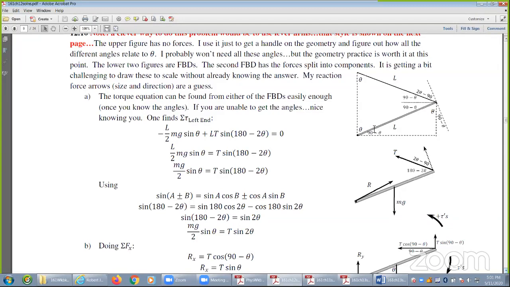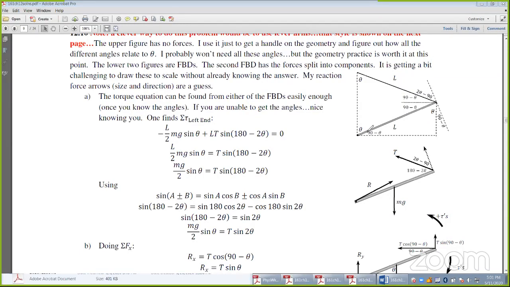So first, hopefully you catch this. I believe this angle was given in the problem statement, and I'm going to confirm that. Yeah, okay, I'm going to assume this is a given. So I'm assuming theta is a given. I should add that into the problem statement. 12.10, theta is given. Just writing a note.